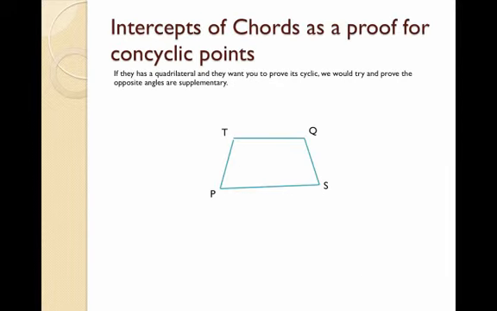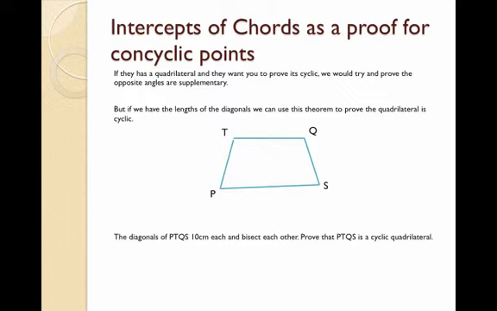We can also use this theorem as a proof for cyclic quadrilaterals or concyclic points. Normally, if we wanted to prove a quadrilateral was cyclic, we would need to prove that the opposite angles were supplementary. But if we have the lengths of the diagonals, we can use the theorem to prove that it's cyclic. Let's say that the diagonals of PTQS are 10 cm each and that they bisect each other, which means cut each other in half. We're going to prove that PTQS is a cyclic quadrilateral.